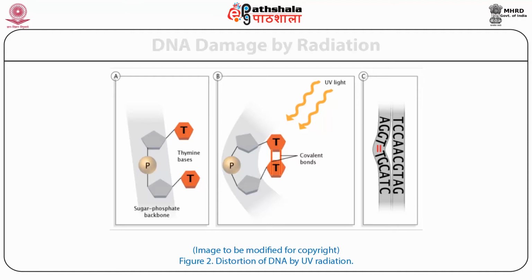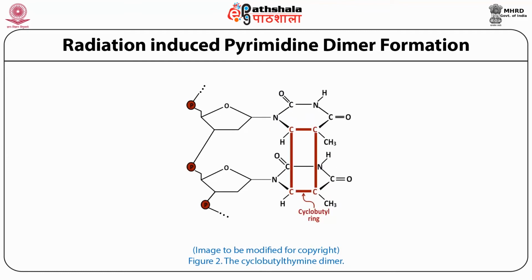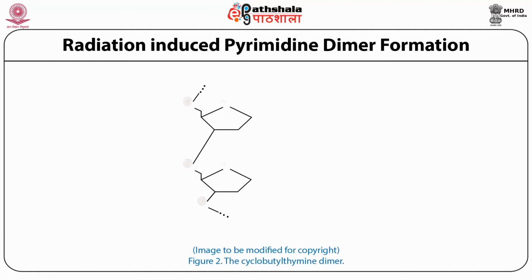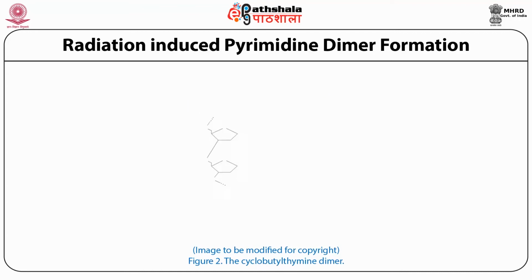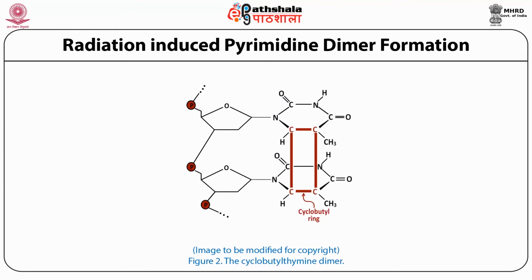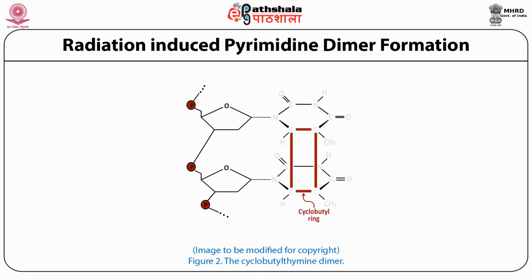This figure shows the formation of a radiation-induced cyclobutyl thymine dimer. Upon UV radiation, two adjacent thymine residues on a DNA strand form a dimer. The covalent bonds joining the thymine rings are much shorter than the normal 3.4 angstrom spacing between stacked rings in B-DNA, which distorts DNA locally.